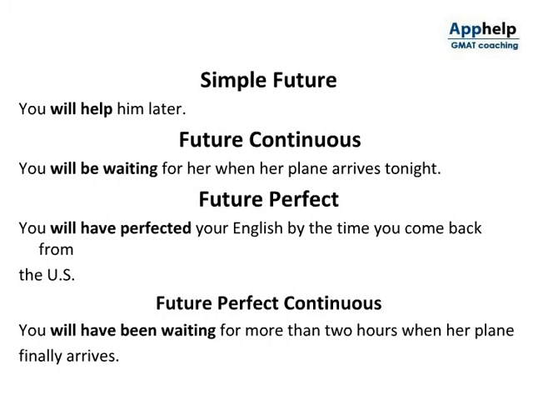To wrap up, let's look at usage of future tense. Simple future. You will help him later. Future continuous. You will be waiting for her when her plane arrives tonight. Future perfect. You will have perfected your English by the time you come back from the United States. Future perfect continuous. You will have been waiting for more than 2 hours when her plane finally arrives.